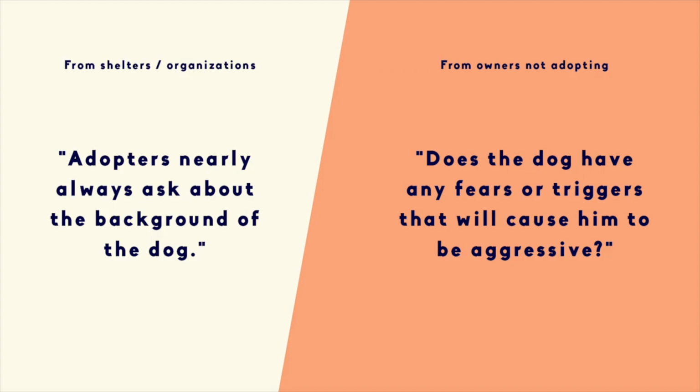2, they want a purebred dog. 3, they think dogs from shelters have behavioral problems. Does the dog have any fears or triggers that will cause him to be aggressive? There's a huge psychological barrier with accepting the idea of adoption. They think dogs from shelters are harder to train than the dogs you can buy from a breeder. And buying from a breeder permits the opportunity for them to shape the dog's personality from the very beginning.